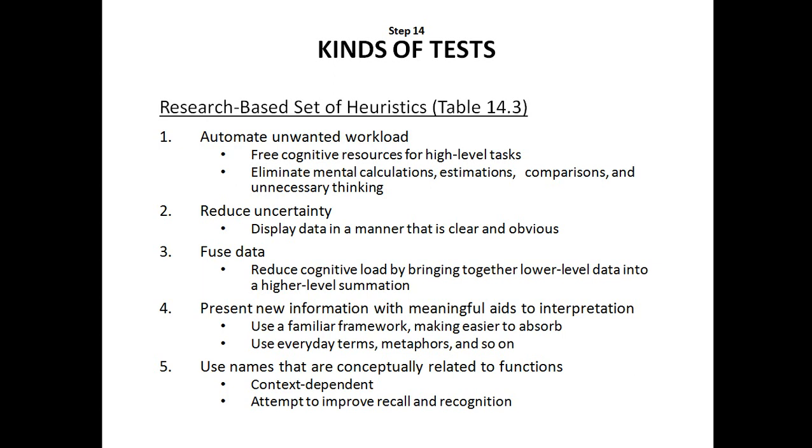If you look at the list of heuristics we are getting, or what kind of heuristics you should and must provide to the researcher, we have a set of guidelines here. That is a research based set of heuristics we have. Automate unwanted workload, free cognitive resources for high level tasks, eliminate mental calculation, estimations, comparisons, and unnecessary thinking here. Reduce uncertainty, display data in a manner that is very clear and obvious.